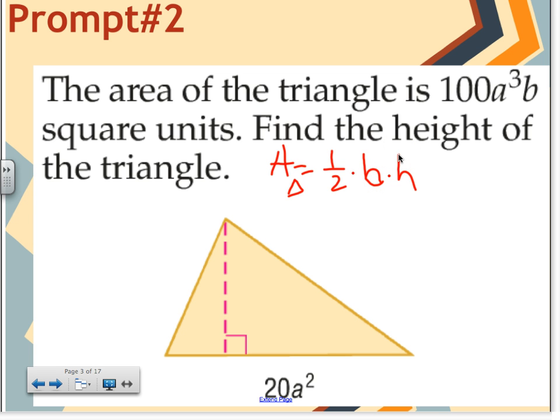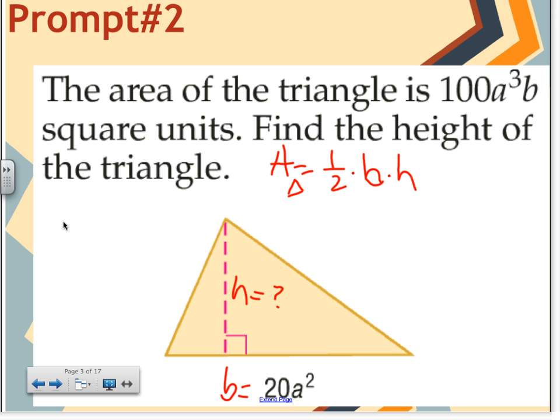It says to find the height of the triangles. That means the height is not given, is it? So we know that the area is given. What else is given in this problem then? The base. So we can say that the base is right here, and the height is here, which I don't know what it is, and the area is given. So given the following information, what can you plug into the formula? The height, the base, and the area.